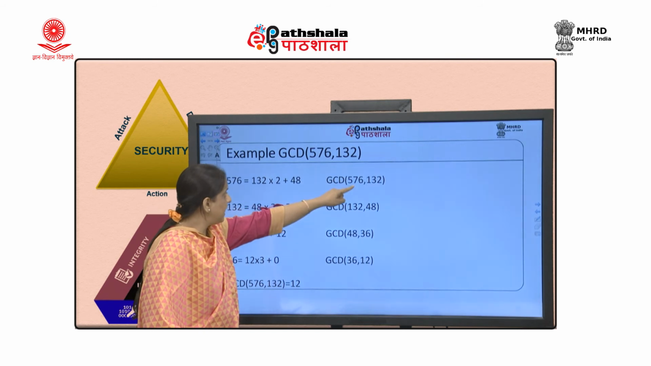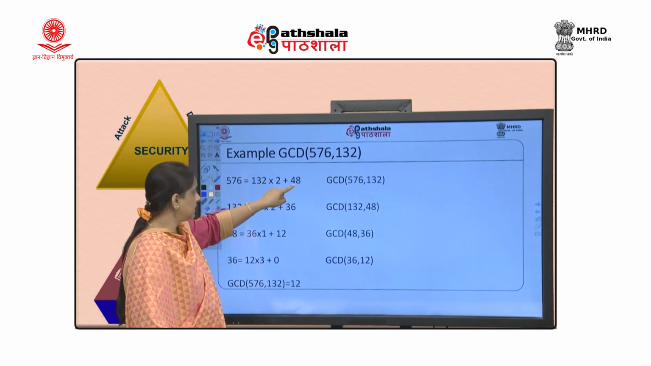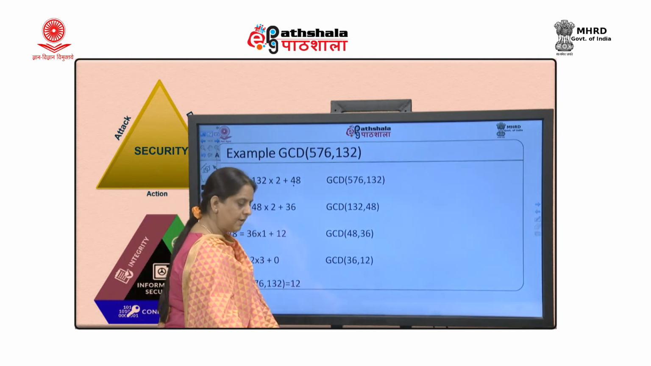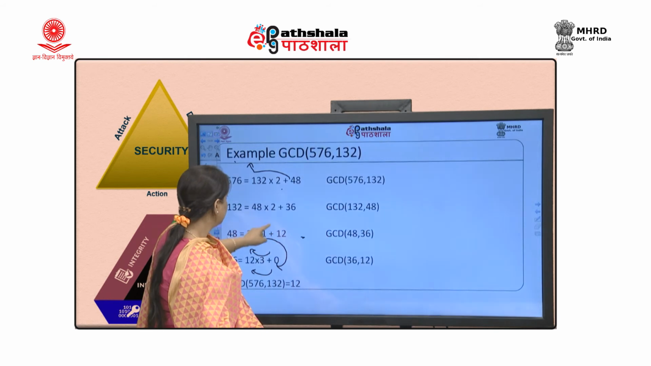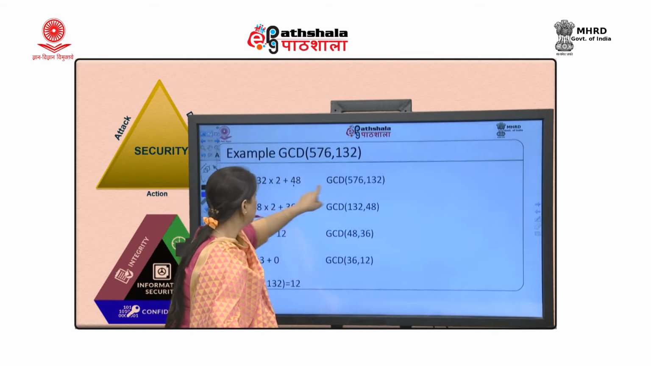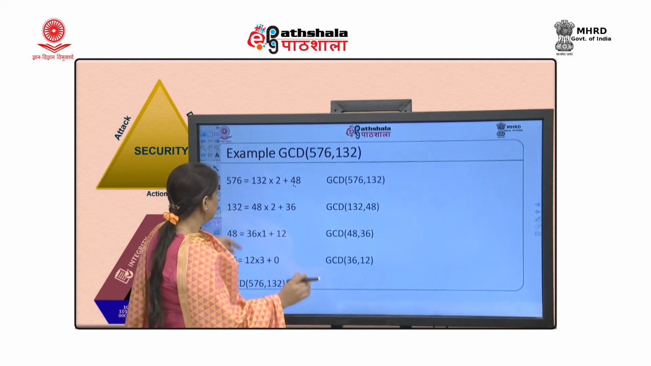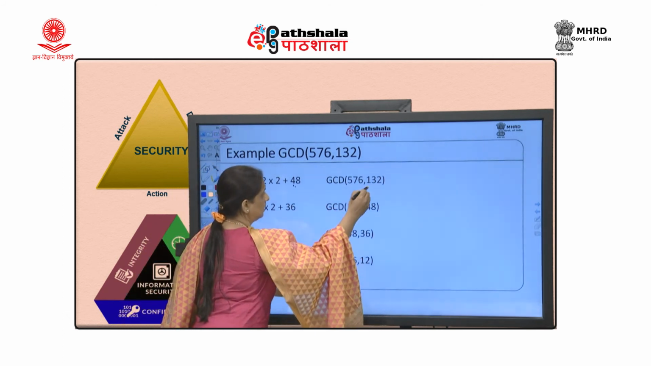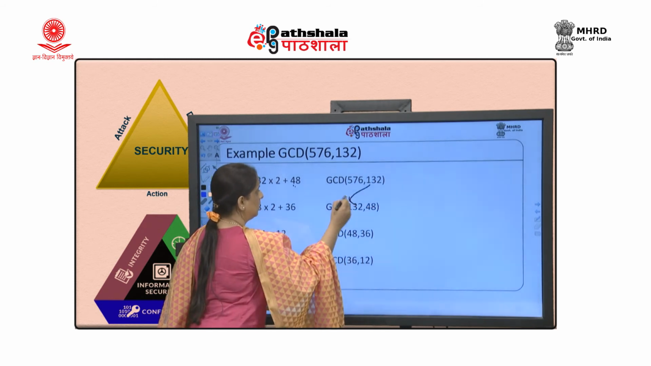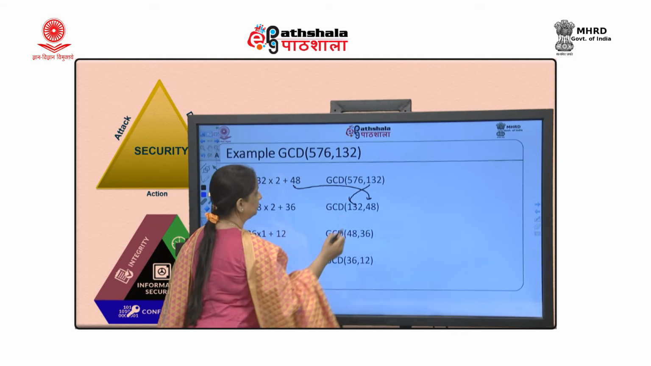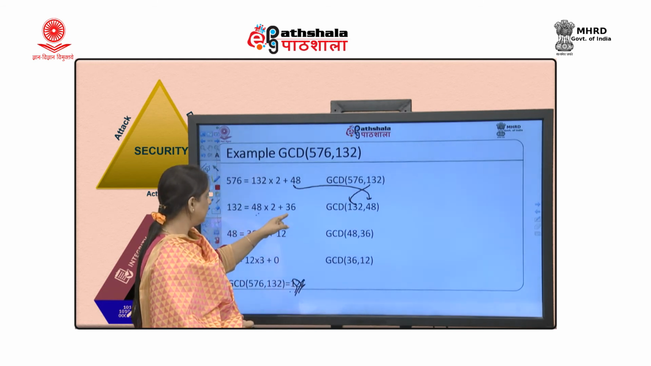So, for 576 you found out what is the remainder? 48. So, if I go back to my slide, what we are interested in is p mod q. This is p mod q, it gives you 48. Next time you should carry forward the q, that is q, and the remainder. If you take this, you end up with 36.